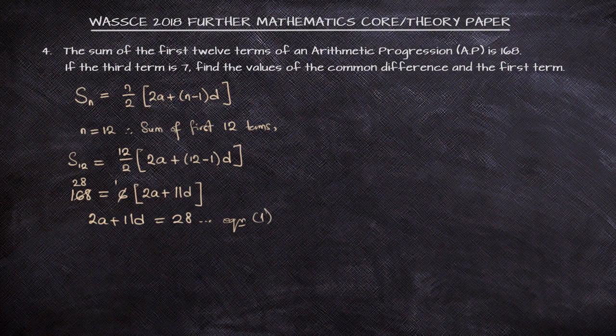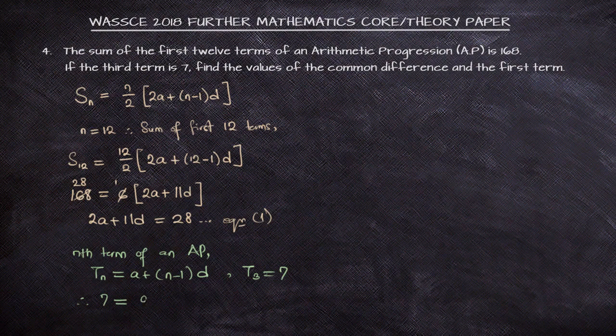while we'll try and interpret the other hint that we are given in the question. And the other hint is saying that the third term is 7. There is also a general formula for the nth term of an AP. The nth term of an AP is given as Tn is equal to a plus n minus 1 d. a is the first term, n is the number of terms, and d is the common difference. So here we have been told that the third term is 7. So 7 is equal to a plus 3 minus 1 d. And that means we have a plus 2d is equal to 7. And we can call this equation 2.